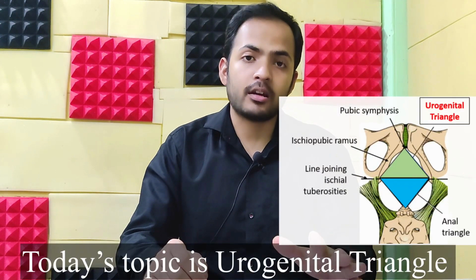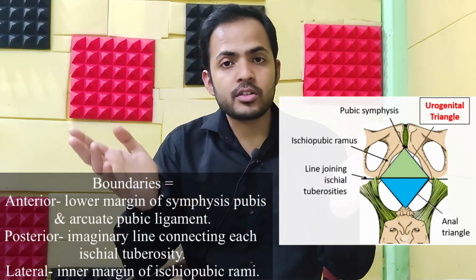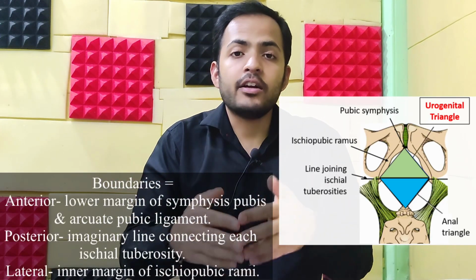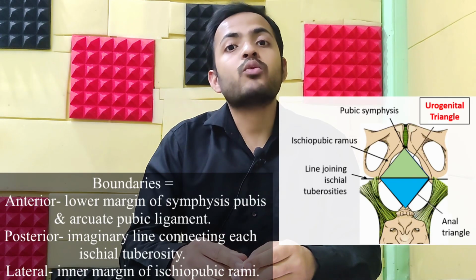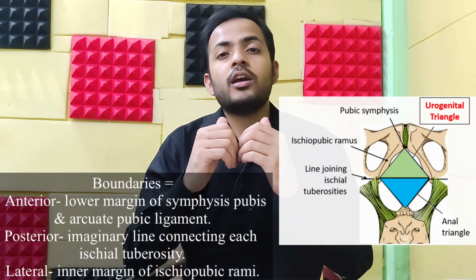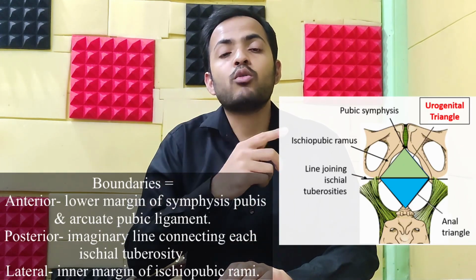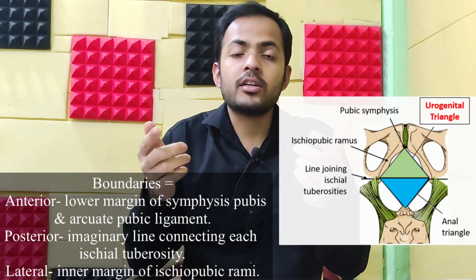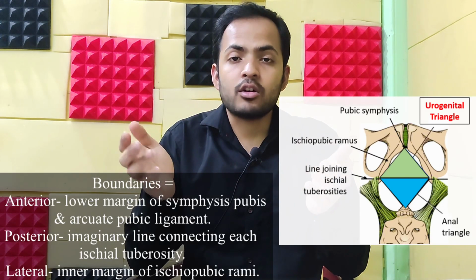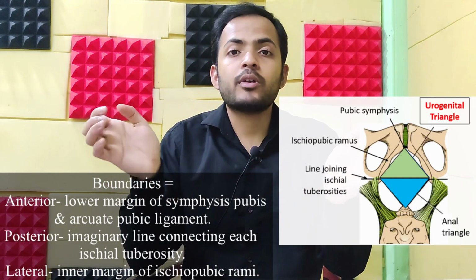Hello and welcome. As I told you in my earlier video, today's topic will be our urogenital triangle. So the boundary of this urogenital triangle is basically, anteriorly, the lower margin of the symphysis pubis along with the arcuate pubic ligament. Posteriorly, an imaginary line connecting both ischial tuberosities. And on each side you are getting the lateral margin, or the margin of the ischiopubic rami.